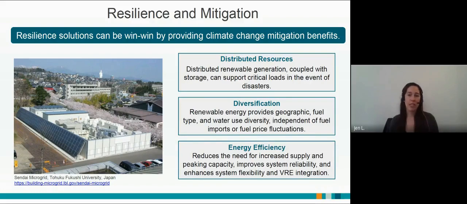Energy efficiency, in the same way, can reduce the need for an increased energy supply and really improve system reliability in the case of extreme events, especially extreme weather events. And so again, a synergistic relationship with improving resilience and improving mitigation outcomes. And I'm sure we could come up with all sorts of examples for other sectors of win-win solutions. And I'm hoping that we're able to do that as we think through our LTS development.